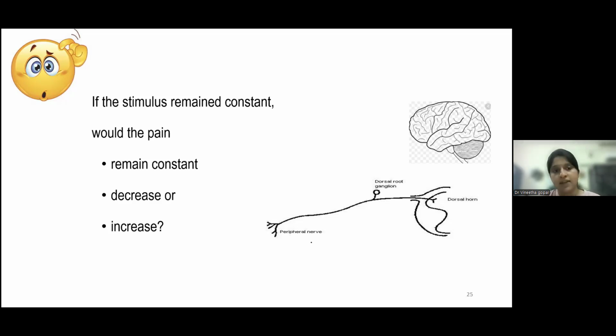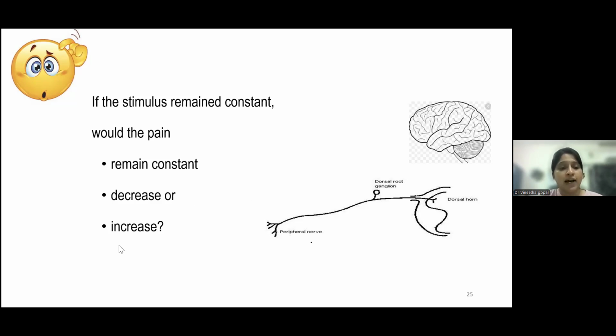But in chronic pain, if the stimulus remained constant, what is the natural process? That's what I'm asking. If we are intervening, that's a different story. What is the natural physiology and pathophysiology like? If in chronic pain the stimulus remained constant, would the pain remain constant, decrease or increase over time? In acute pain, mostly it will decrease because it's a natural process of healing. The acute pain is due to this particular cause. In the natural process of healing, it will decrease. But in chronic pain, it will increase.